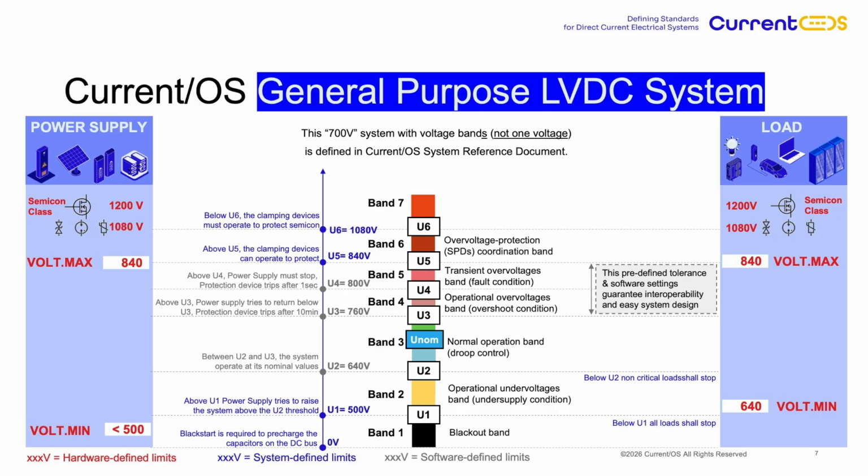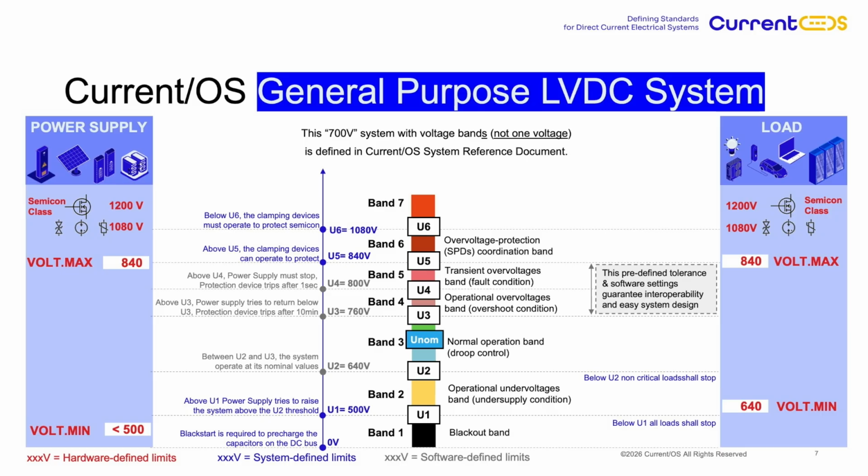For example, when we refer to 700 volts, the nominal band might actually be between 640 and 760 volts. This band, often referred to as U2 to U3, defines the standard operating conditions. We also talk about bands because, with DC, we enter the world of electronics and converters. This introduces the concept of voltage swell.